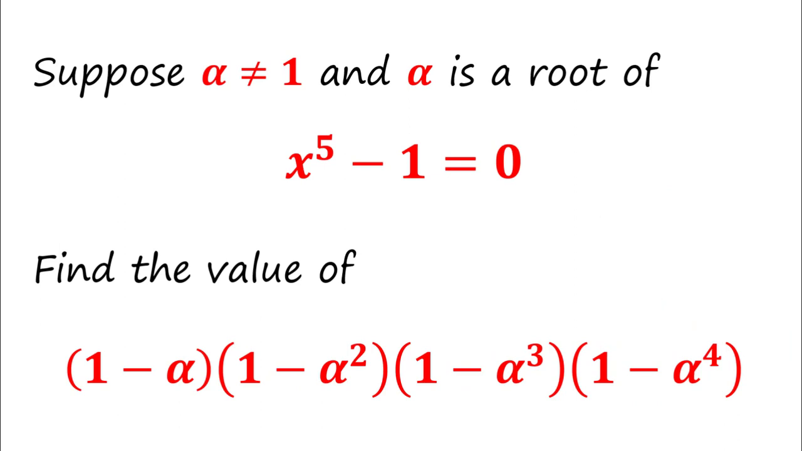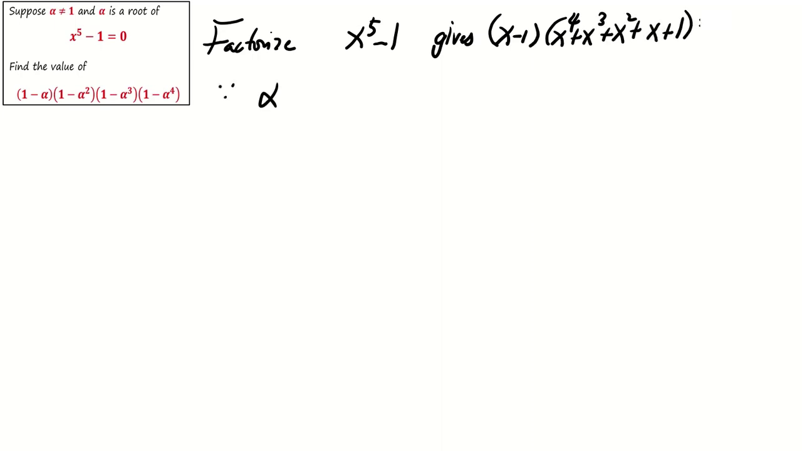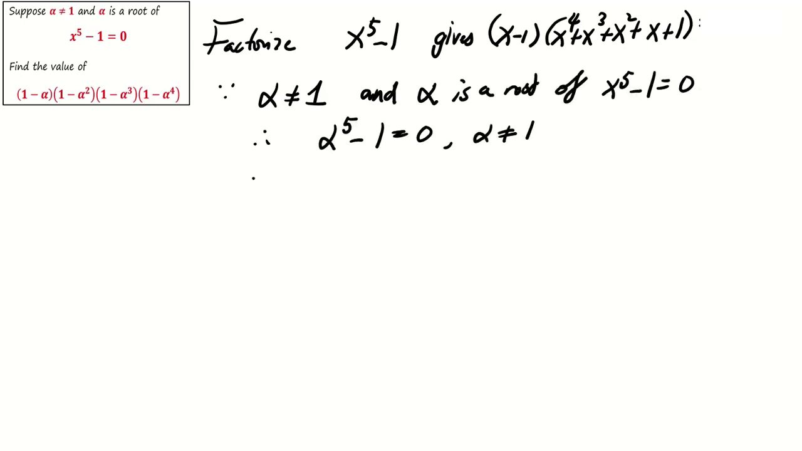There are various ways to solve this problem. We provide an elementary method here, which is suitable for beginners. First, factorize x to the power 5 minus 1, which gives (x minus 1) times (x to the power 4 plus x to the power 3 plus x to the power 2 plus x plus 1). From the condition, we have alpha to the power 5 minus 1 equals 0, and since alpha not equals 1, we have alpha to the power 4 plus alpha to the power 3 plus alpha to the power 2 plus alpha plus 1 equals 0.